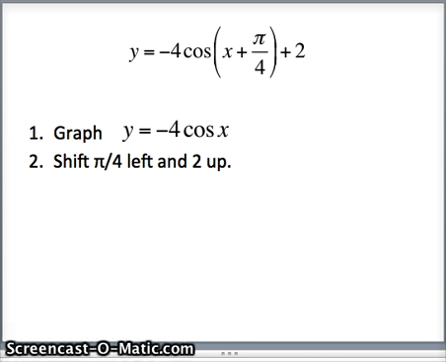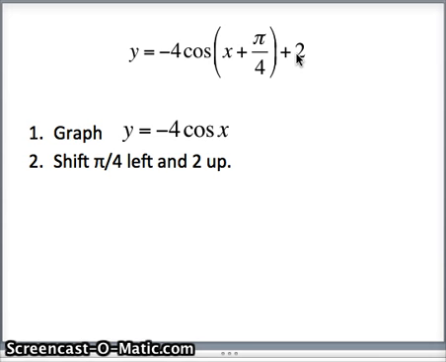So our next example is negative 4 cos of x plus pi over 4 plus 2. We want to graph y equals negative 4 cos x. We've done that. That's our previous example. Then this x plus pi over 4 says shift everything to the left pi over 4, and this plus 2 says shift everything up by 2.